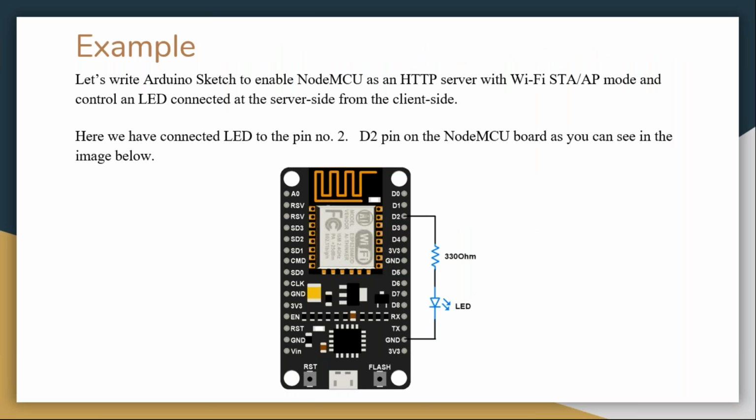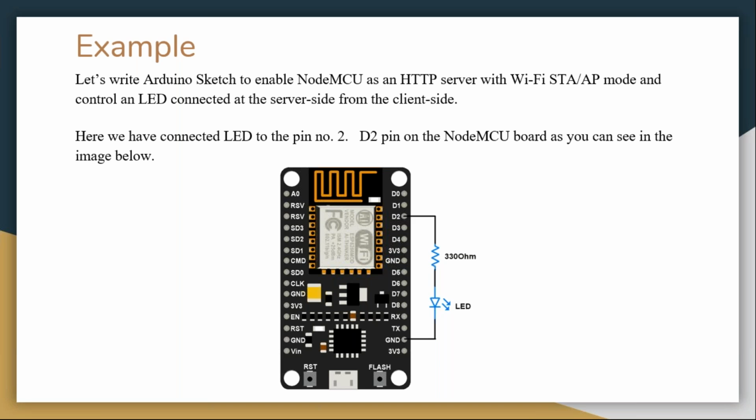The next slide is for our example. Let's start with the Arduino sketch. We will write the code with some functionality, following some rules on how to configure our Arduino device, what the pins are, and where we have to connect our components. So, an HTTP server with Wi-Fi STA and AP mode, controlling the LED connected at the server side from the client side.